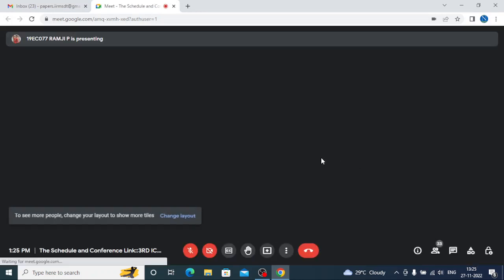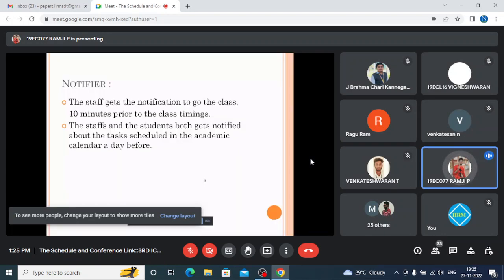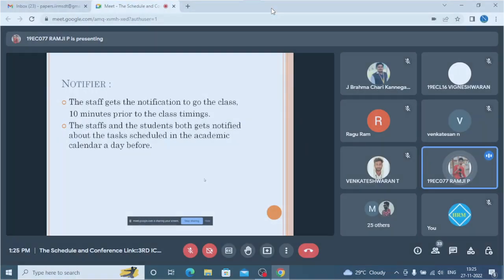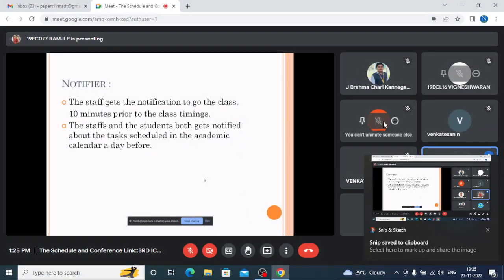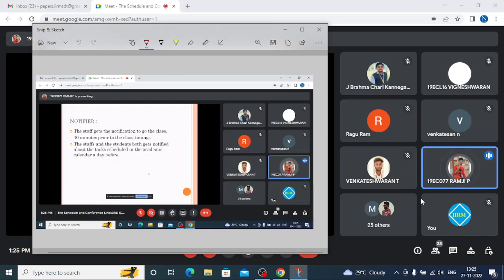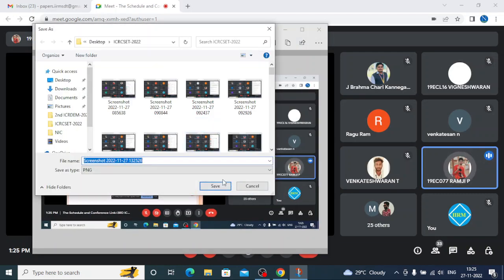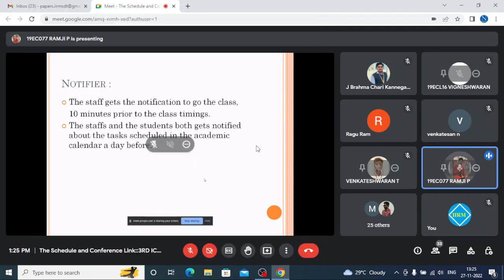As I already mentioned, the students and staff both get a notification about the task schedule in the academic calendar, so they can easily follow the academic calendar. For example, if tomorrow is a CAT exam, then today night itself, at 7 a.m. or 7 p.m. or 5 p.m., they get notified that tomorrow is a CAT exam. The notification is for both students and the staff.